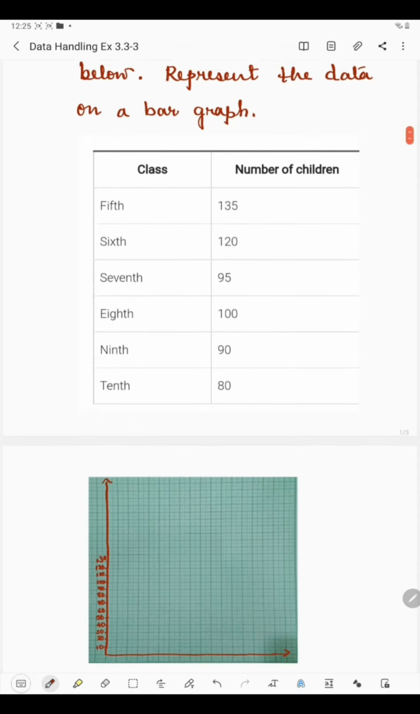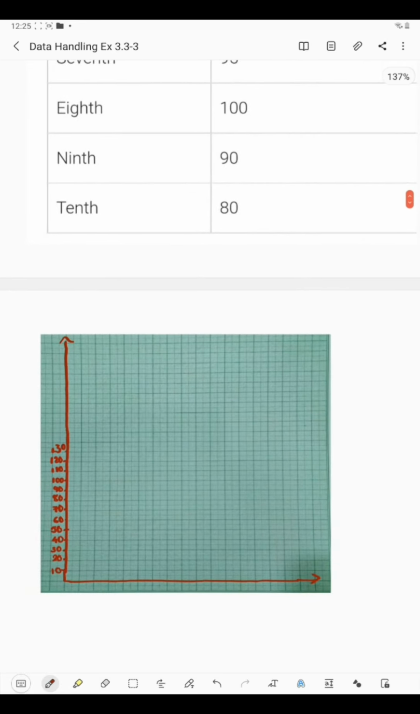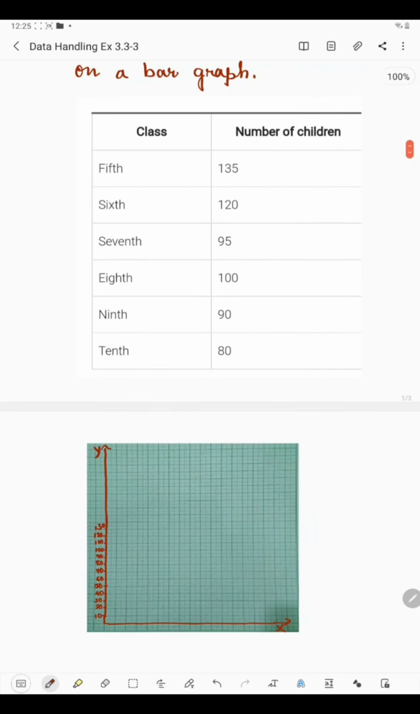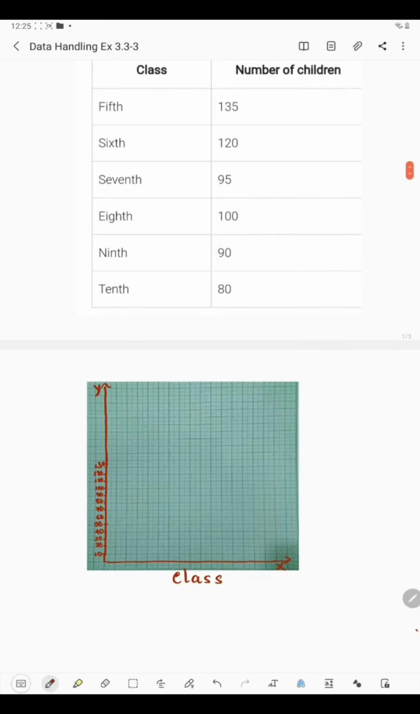Okay, so here is our bar graph. Here we have drawn two axes. This horizontal axis is known as the x-axis and this vertical axis is known as the y-axis. Now, we have 6 different classes and the number of children in each class. So on the horizontal axis we will measure class and on the vertical axis we will measure the number of children.